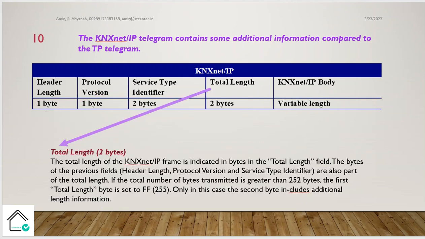The next one is the total length. It's 2 bytes. The total length of the KNX Net IP frame is indicated in bytes in the total length field. The bytes of the previous fields, header length, protocol version, and service type identifier, are also part of the total length. If the total number of bytes transmitted is greater than 252 bytes, the first total length byte is set to 255. Only in this case, the second byte includes additional length information.